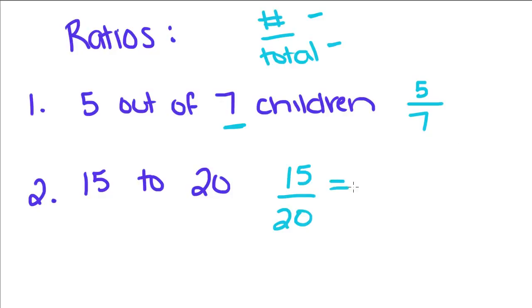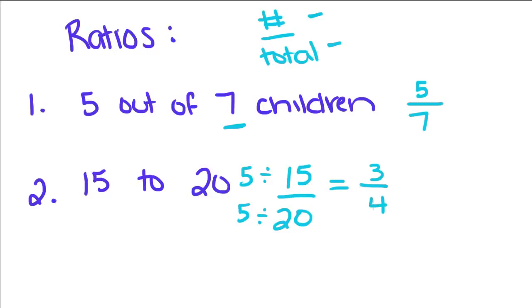So to simplify, we're going to divide the top by 5 and the bottom by 5. So 15 divided by 5 is 3, and 20 divided by 5 is 4. So we have a ratio of 3/4.